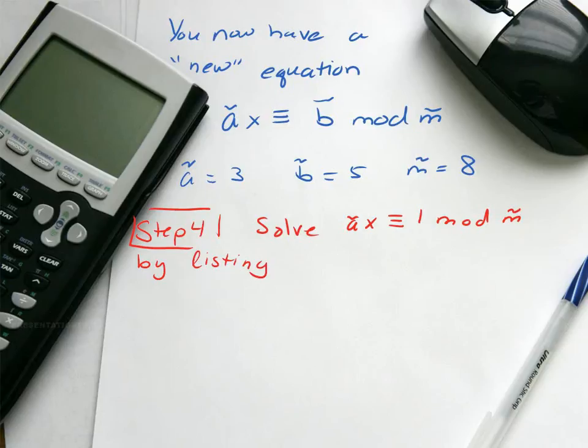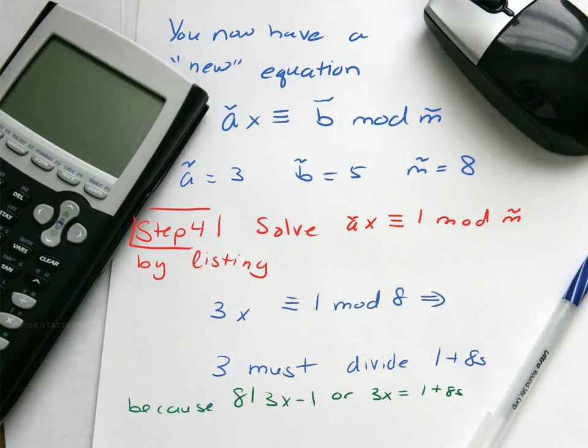Just like when you're little and you multiply both sides by the reciprocal. There just isn't a reciprocal here. It's a multiplicative inverse. It behaves like the reciprocal. So I'm looking at this reduced equation with a 1 there instead of the b, and you can solve this by listing. 3 must divide 1 plus 8s because 8 divides 3x minus 1. Or if I reduce that, I get 3x is equal to 1 plus 8s. And I can just make a list and see what s values will give me something that 3 divides.